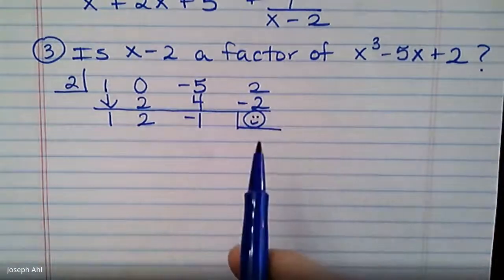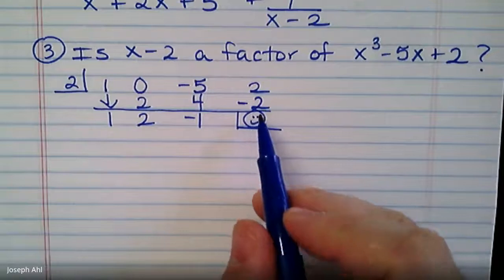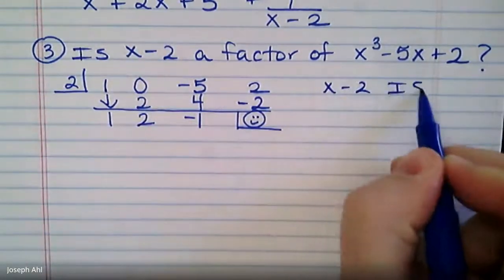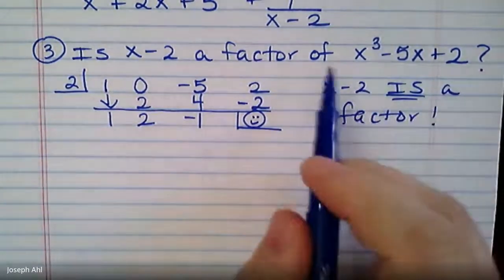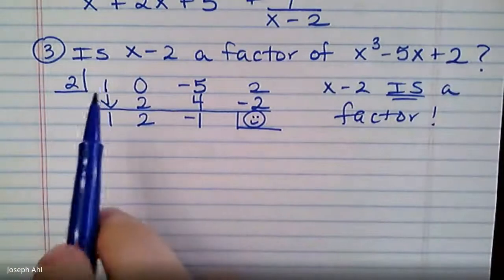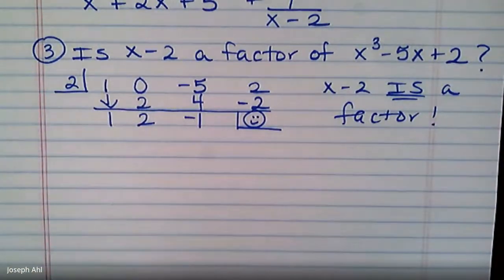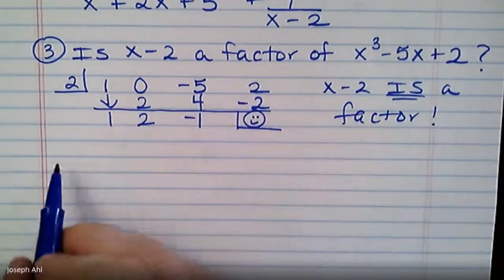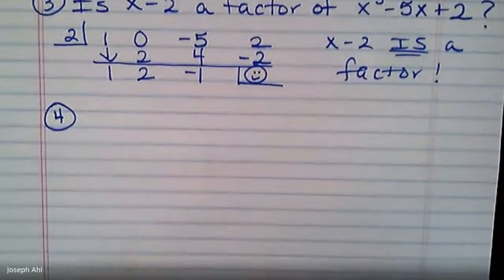Got it. So when you get that 0 in the end, if the remainder is 0, conclusion, x minus 2 is a factor of this polynomial, which implies that x equals 2 would be the x-intercept. x equals 2 would be the root. Do you have to put a smiley face when you have that 0 as the remainder? The answer to that is yes. It is a necessary step. Otherwise, I'll take off points.